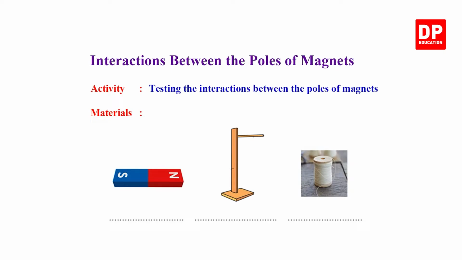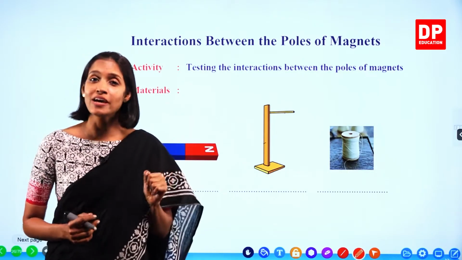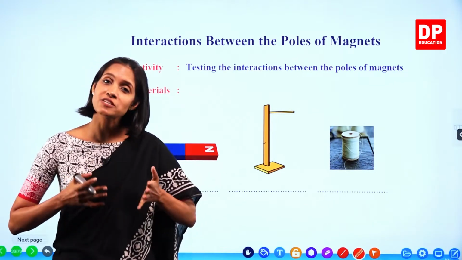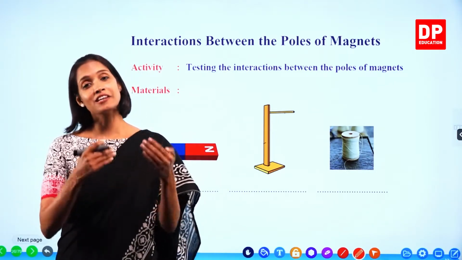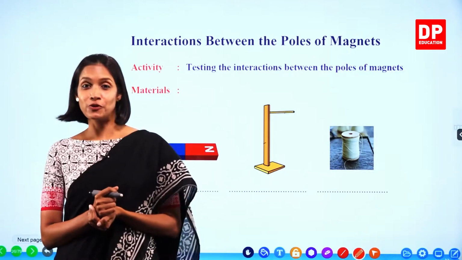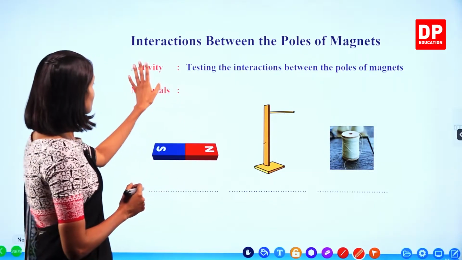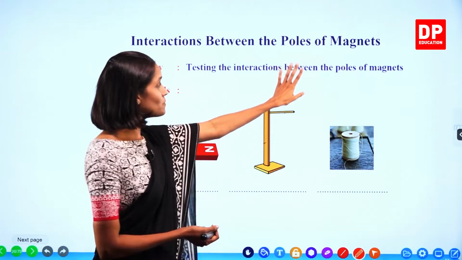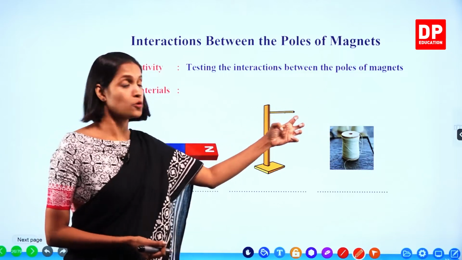Now already we know that there are two magnetic poles, north and south poles, okay? At the same time, we know that when we hang a magnet, the north pole of the magnet will always face towards the north direction and the south pole of the magnet will always face towards the south direction, okay? So this activity is testing the interactions between the poles of magnets, magnetic poles, okay?